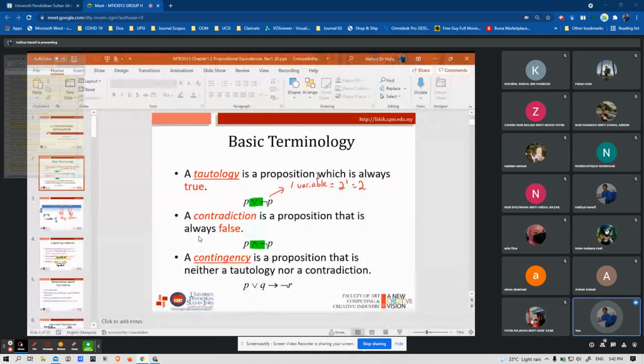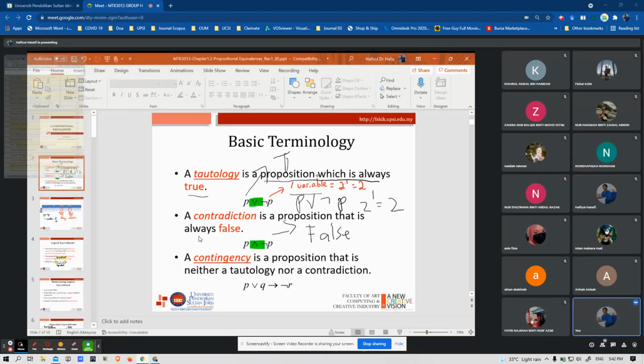Okay, this one is basic terminology. A tautology is a proposition which is always true. For example, we have P or negate P, one variable. Okay, we have 2 to the power of 1 is equal to 2. And then a contradiction is a proposition that is always false. We have this one is true, this one is false.